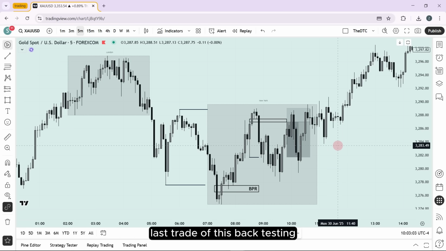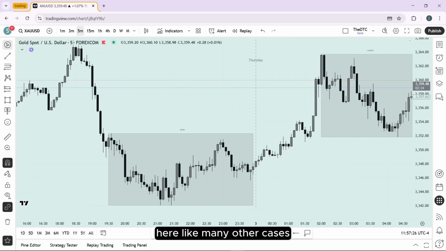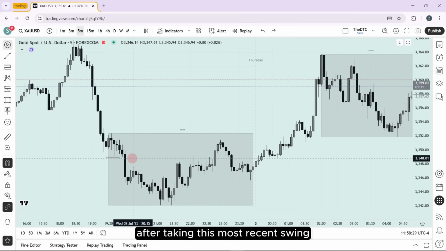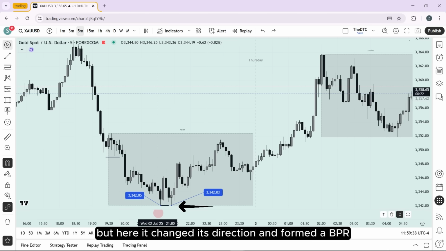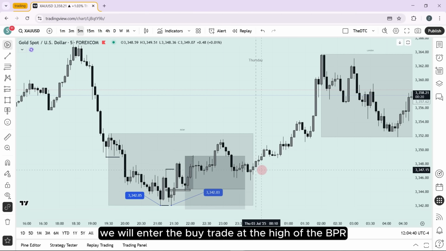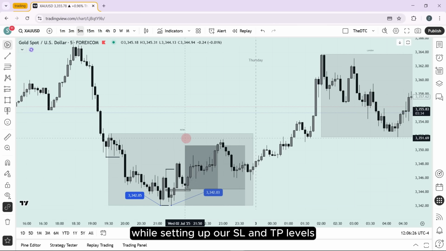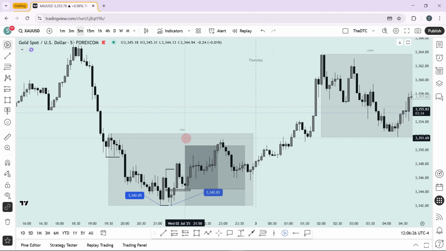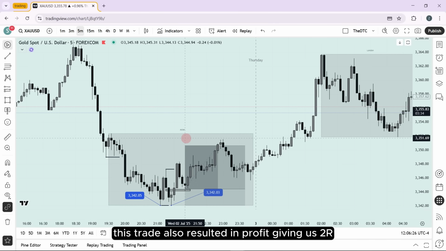Let's move to the second last trade of this backtesting. Here, like many other cases, after taking this most recent swing low, price kept going lower. But here it changed its direction and formed a BPR while also making the structure shift as well. We will enter the buy trade at the high of the BPR while setting up our SL and TP levels as discussed. This trade also resulted in profit, giving us 2R.